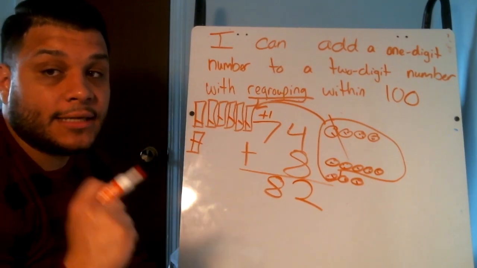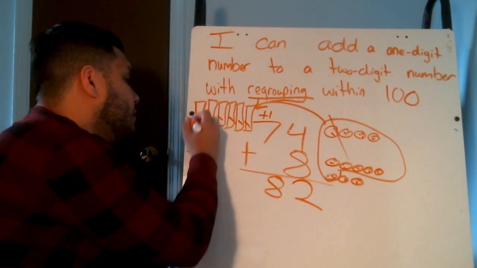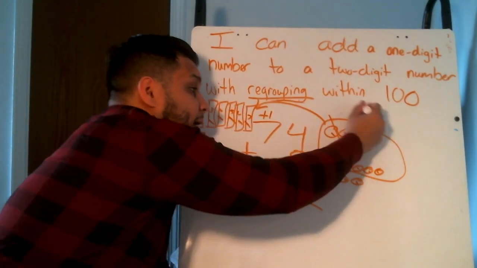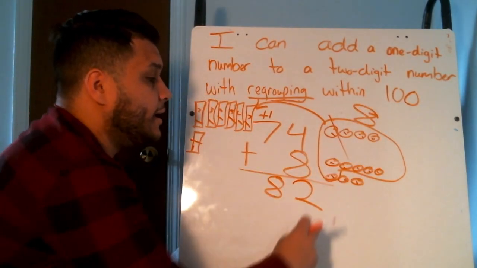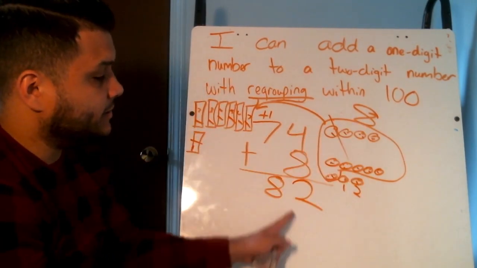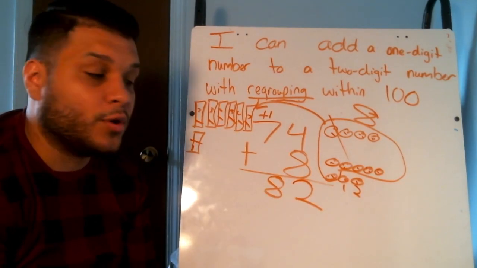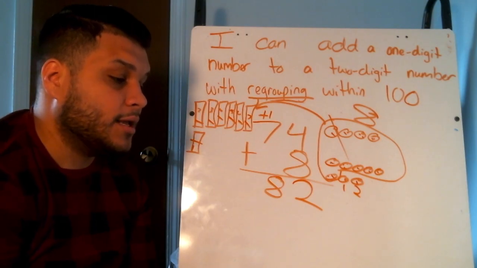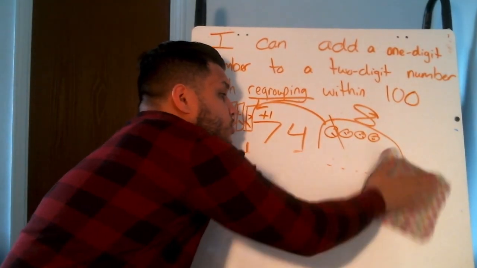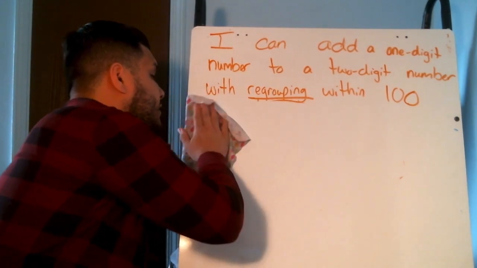Now let me check my work. I should have 8 10s and 2 1s. So let's count 1, 2, 3, 4, 5, 6, 7. And my 8th 10 is over here. And I should have 2 single cubes. 1, 2. I have 8 10s and 2 1s, which gives me the number 82. 74 plus 8 equals 82. We're going to do one more example, and then I'm going to let you guys get into your Google Classroom so that you guys can crush your work today.